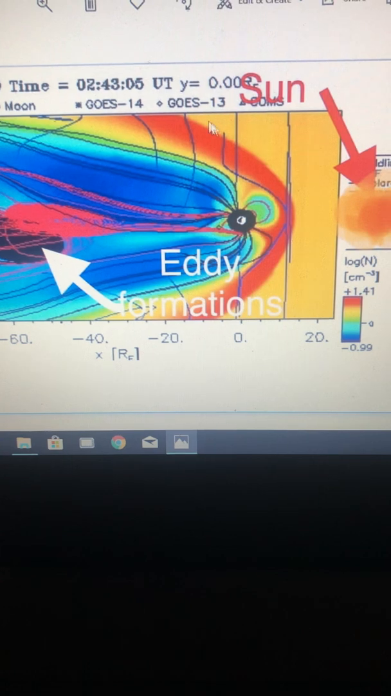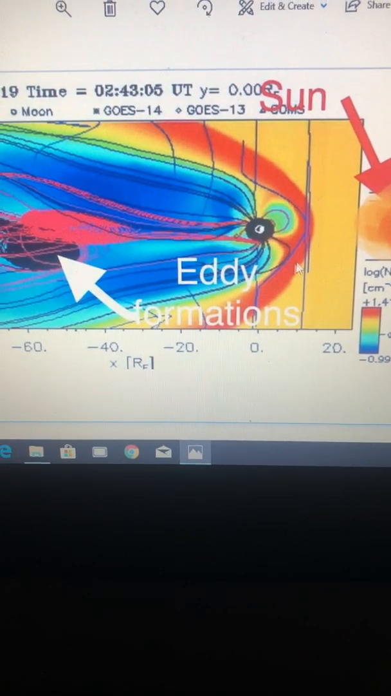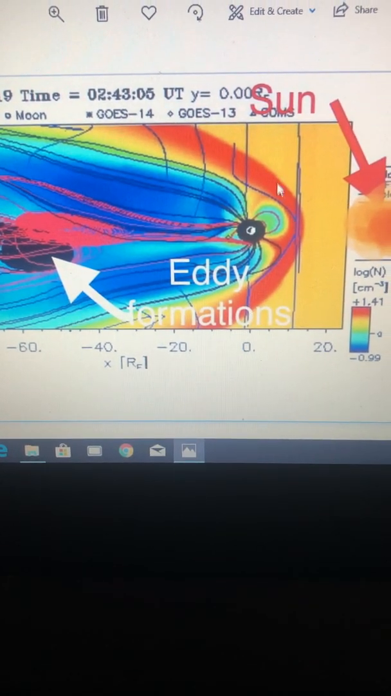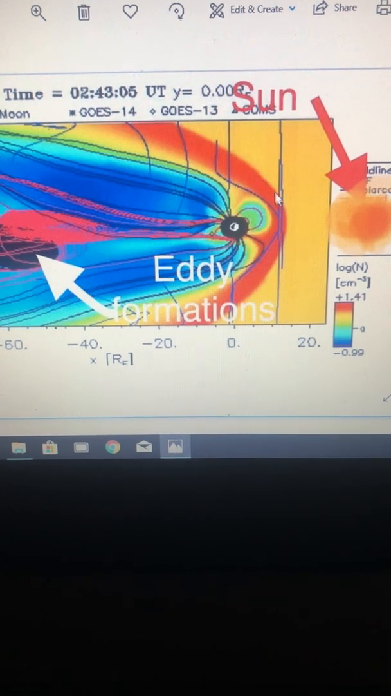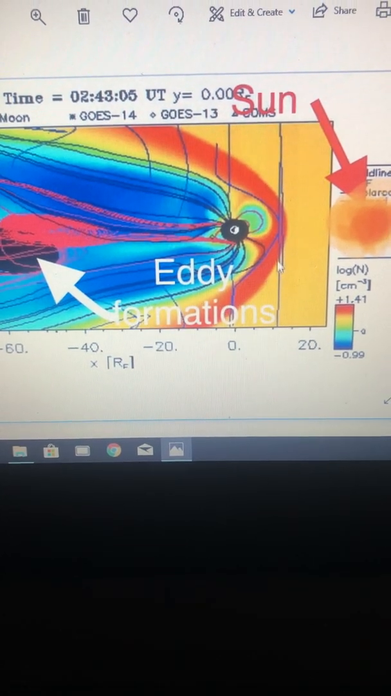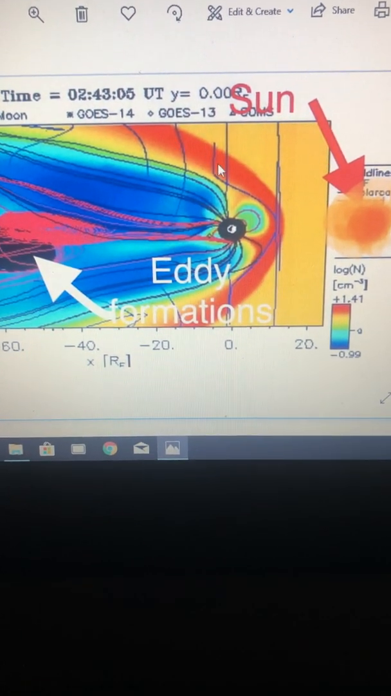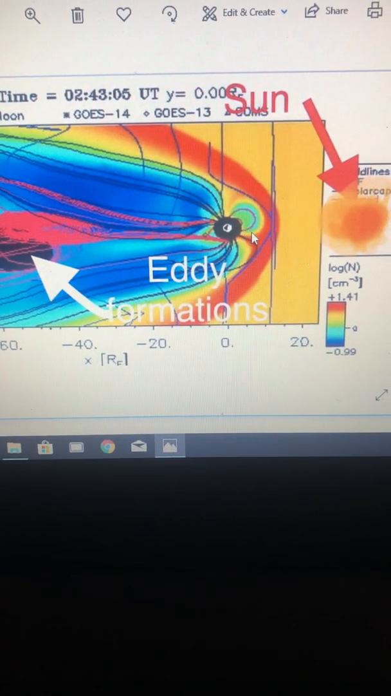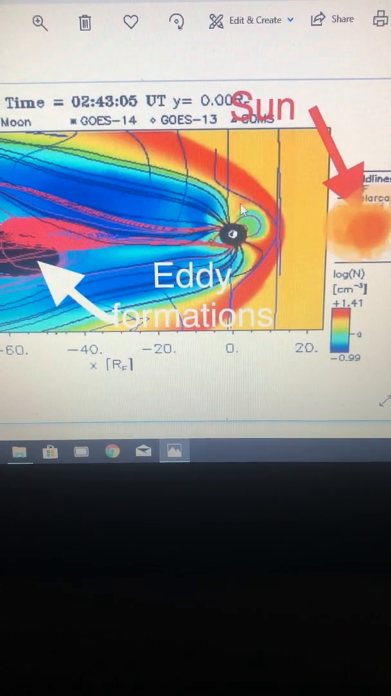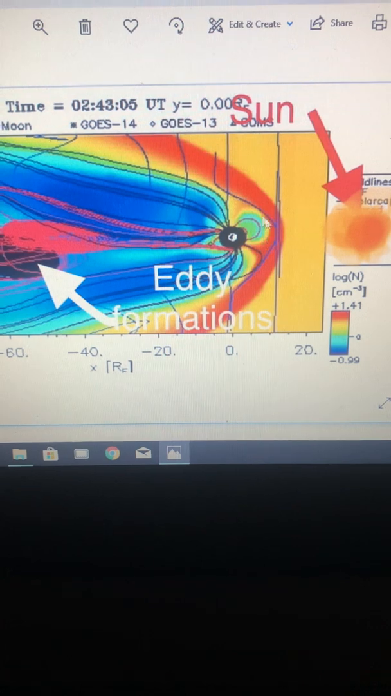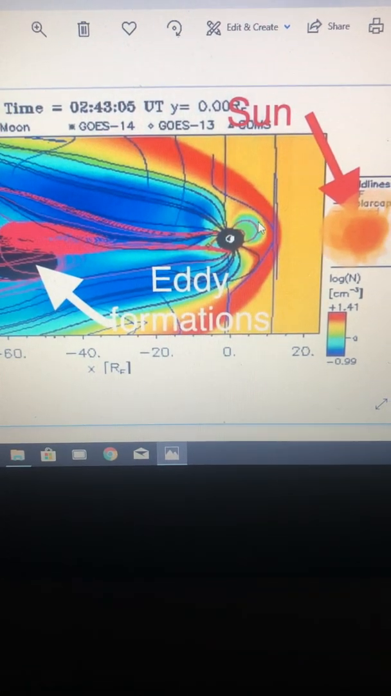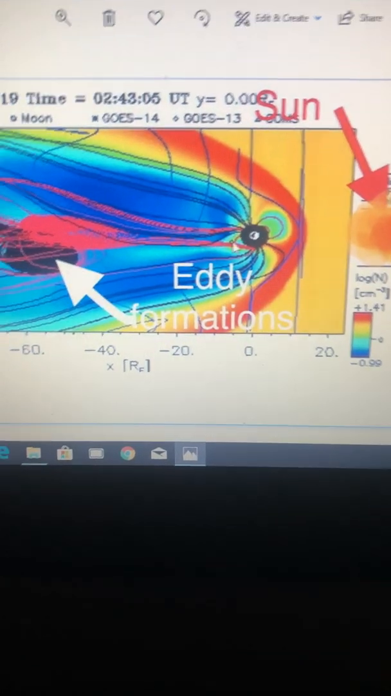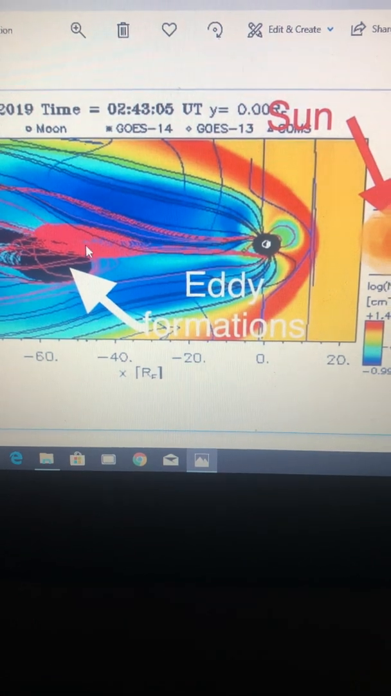So the bow shock is struggling to keep up now. Do you see? Look, it's just superheated. That red, that's our bow shock. And it is under severe heat all the time, okay? And you can see our magnetosphere is struggling as well. Look, it's all yellow in our magnetosphere, do you see? Okay? And at the back, look, you see all these red eddy formations?